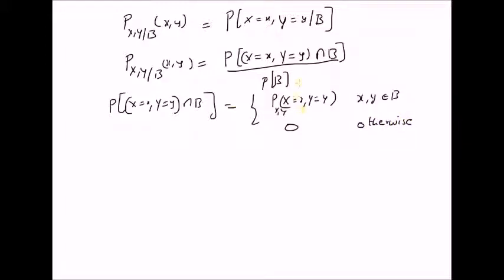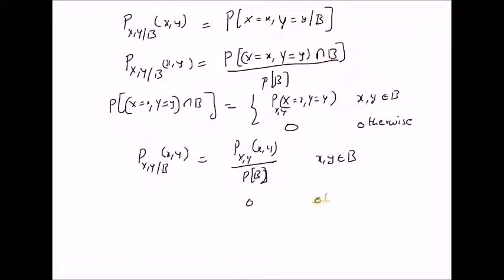So now by using this, we can give a proper definition for the joint conditional mass function. That is, P_{X,Y|B}(x,y) is equal to the ratio P_{X,Y}(x,y) divided by the probability of B. That is, the joint mass function divided by the probability of the event B for all the values of x,y that belong to the event B. And it is 0 for all other values of x,y that are not part of the event B. So this is the definition of the joint conditional mass function.